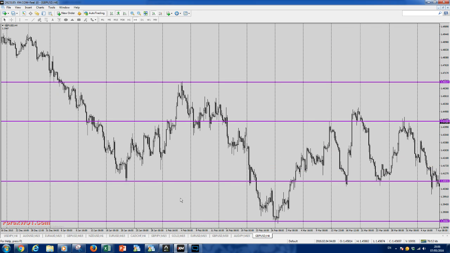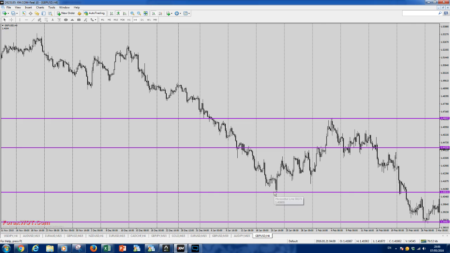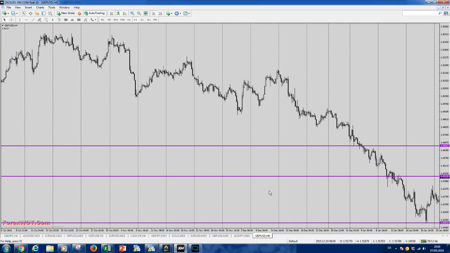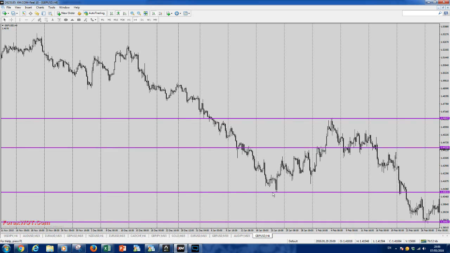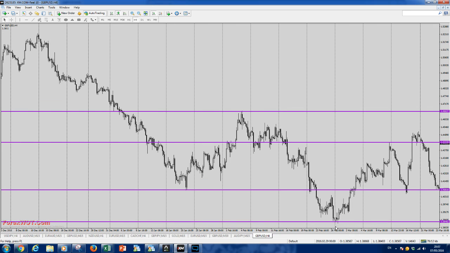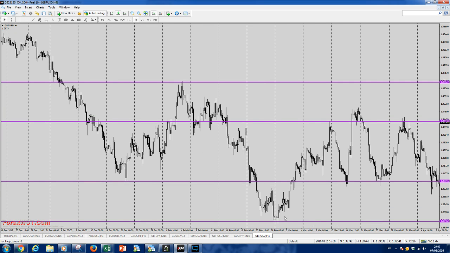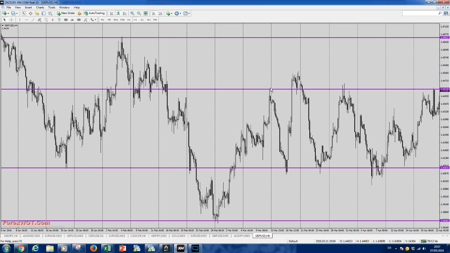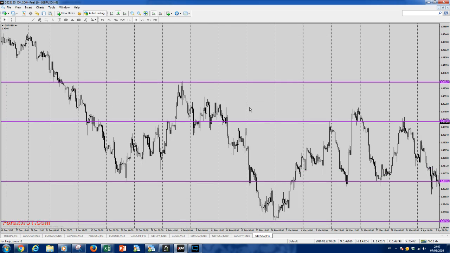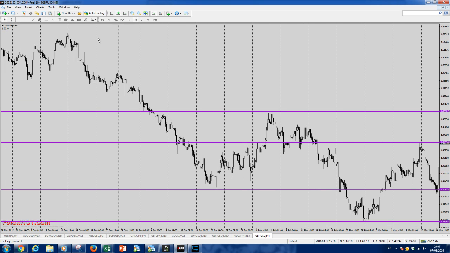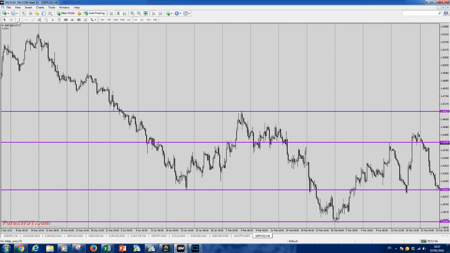So price was rejected. The rejection came down here on the 26th of February, came up, and was rejected quite steeply here. A nice steep rejection. The movement was over 375 pips to the downside. And then looking at this trade, this is now our support.